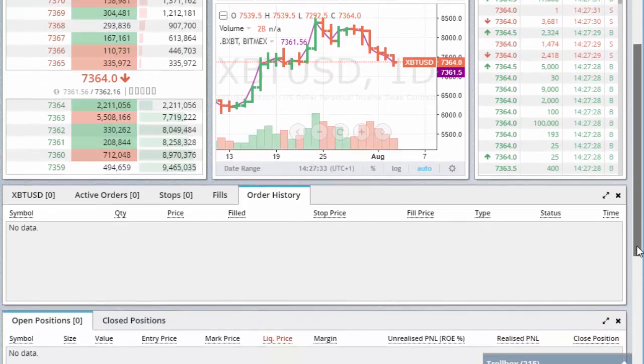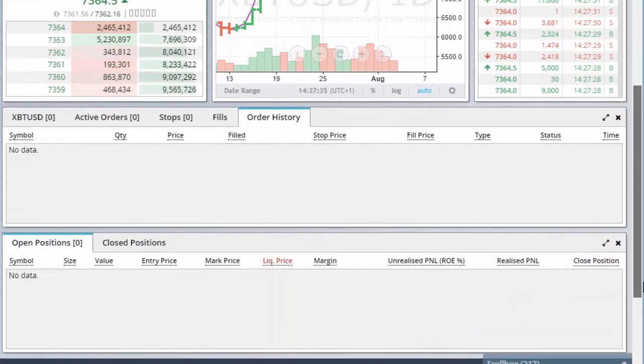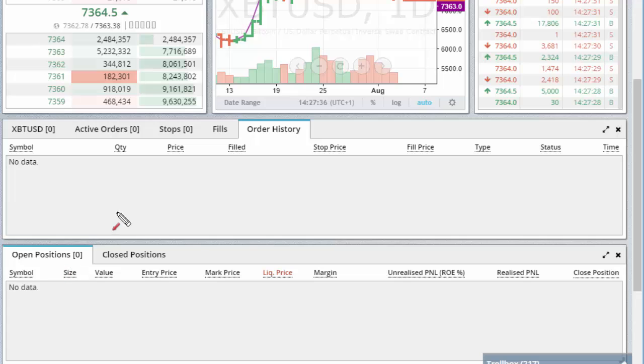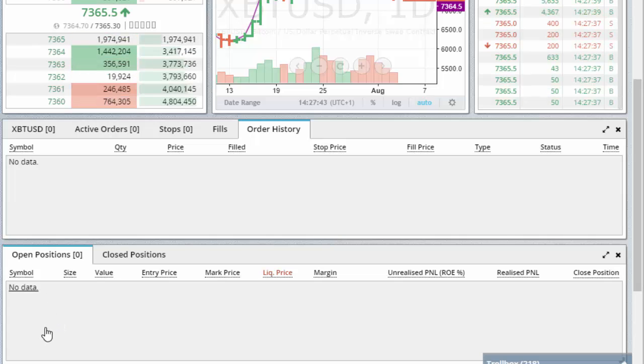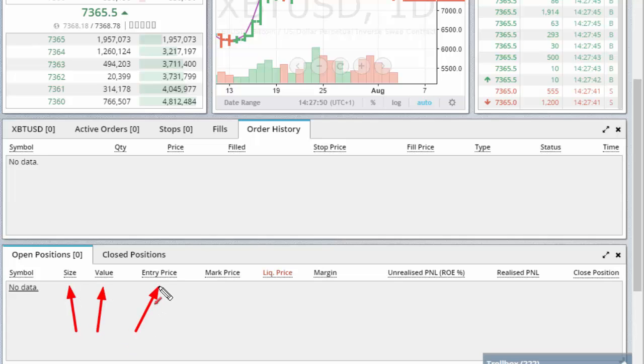I'm just going to scroll down a bit. And then once the orders are filled, you'll see we've got the open positions and closed positions. In the open positions, again we'll have the symbol, which is going to be the XBT USD perpetual contract. The size is the number of contracts that we've bought or sold, their value, the entry price which we paid for it, and then there's this curious thing called the mark price.